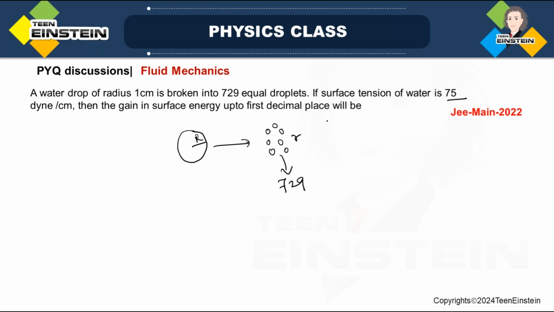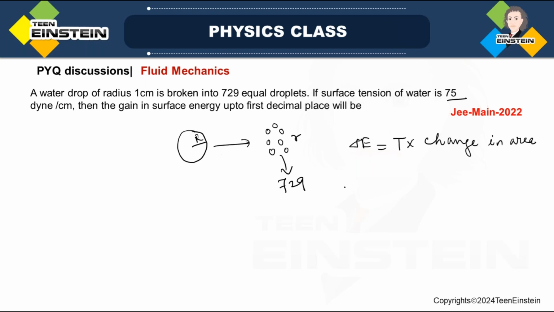Let me take the radius of each as small r. What is the gain in the surface energy up to the first decimal? Gain in surface energy means surface tension into the change in area, the increase in surface area. In this case surface area will increase if you break a drop into multiple droplets, so the change in area will be positive. The total surface area will be increasing, whereas the total volume remains the same.